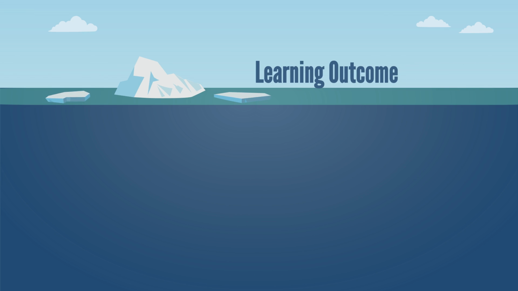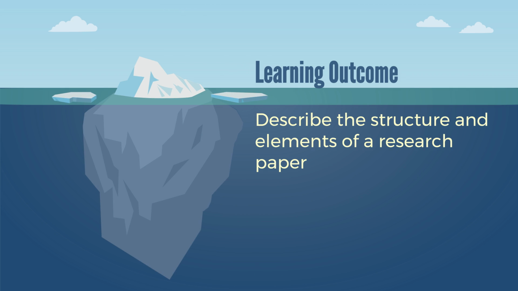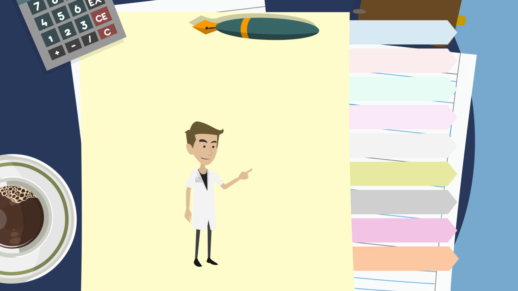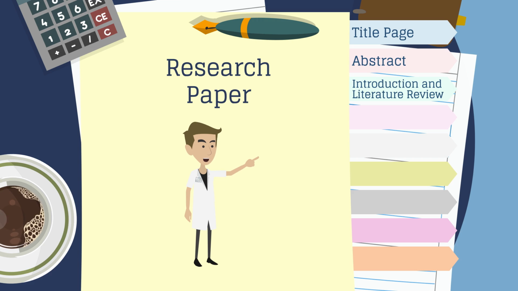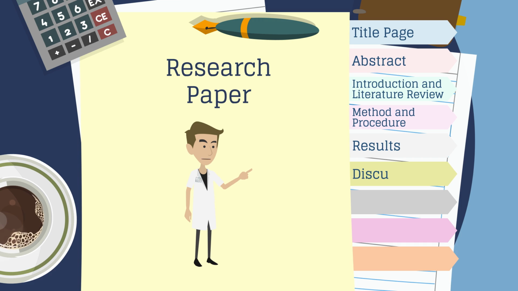The learning outcome of this video is for you to be able to describe the structure and elements of a research paper. In general, there are 9 elements or sections in a research paper. In the order of appearance, they are title page, abstract, introduction and literature review, method and procedure, results, discussion, conclusion, references, and lastly, appendices.